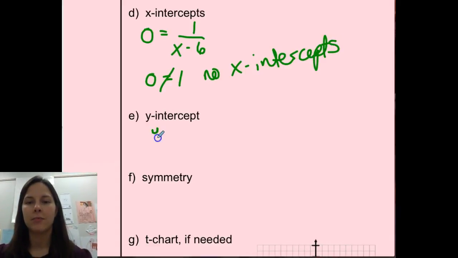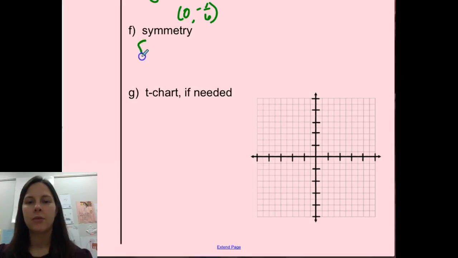Y-intercepts occur when we substitute 0 for x. This gives us a value of negative 1/6 for our y-intercept. Symmetry, we substitute negative x for x and see what happens. This will work in the simplified function as well. It will have the same symmetry as the original function.